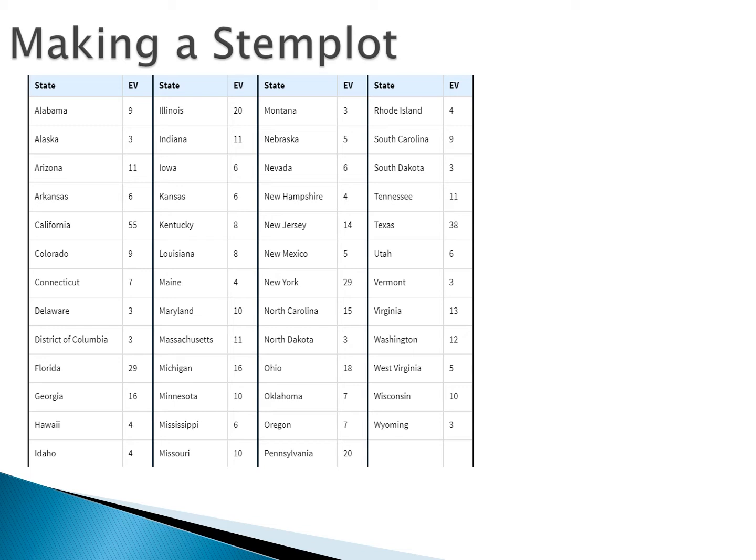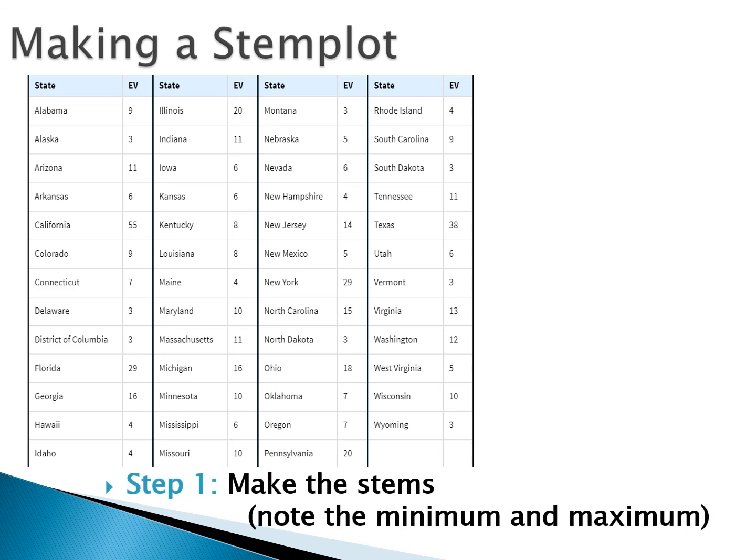If we wanted to make a stem plot of this data, the first thing we're going to do is make the stems. Now, when we talk about a stem plot, we'll have a stem, which is the first part of a number, and then the leaf, which attaches to it, which may be confusing if you haven't seen a stem plot before, but it should make sense in a minute.